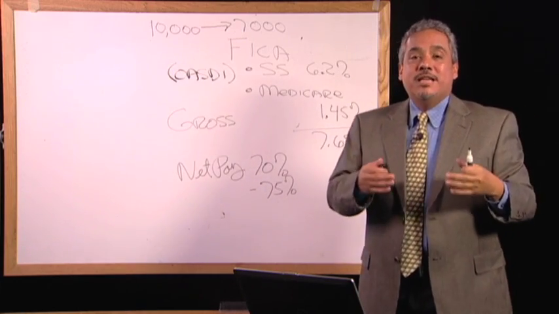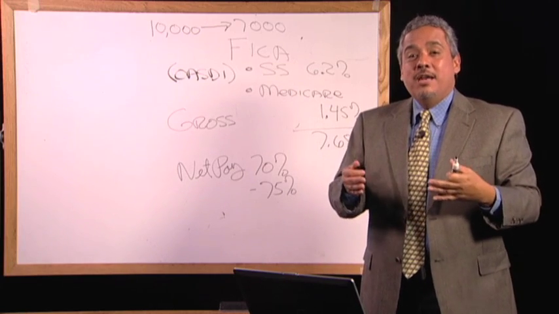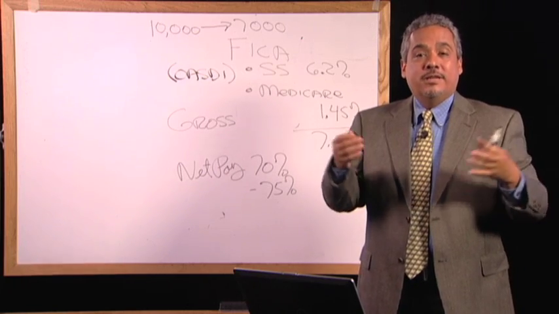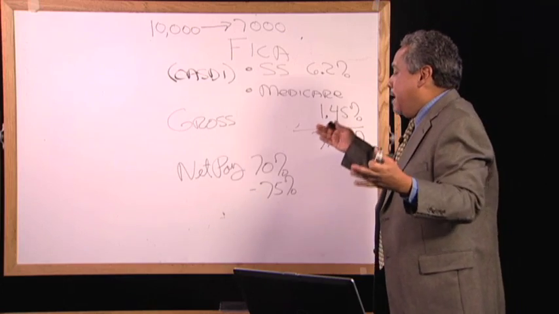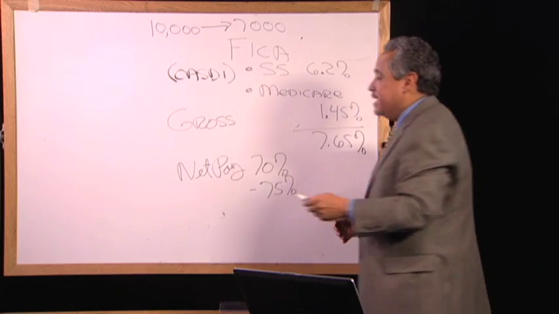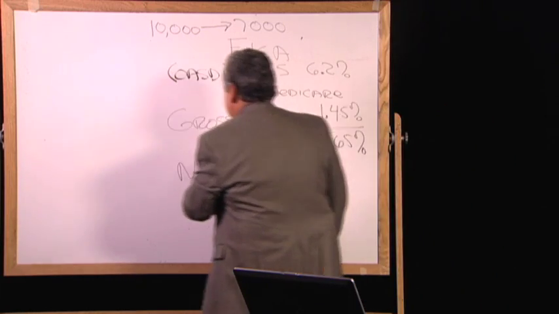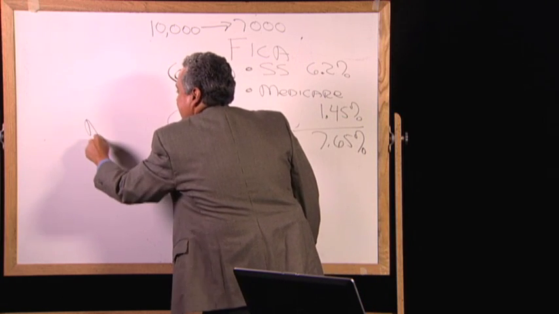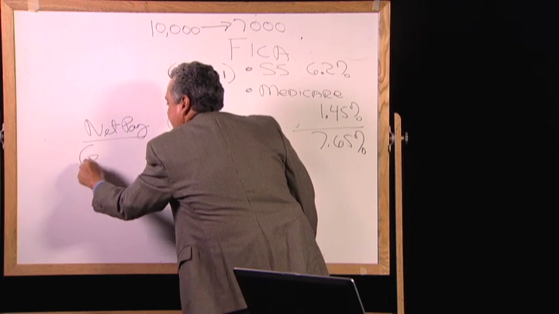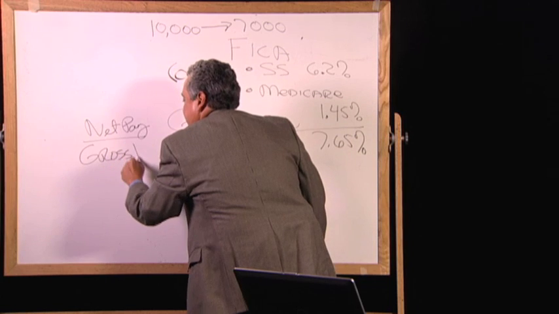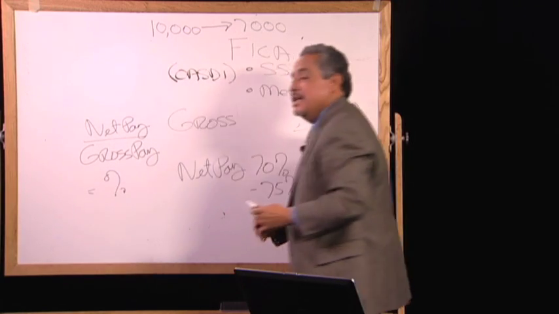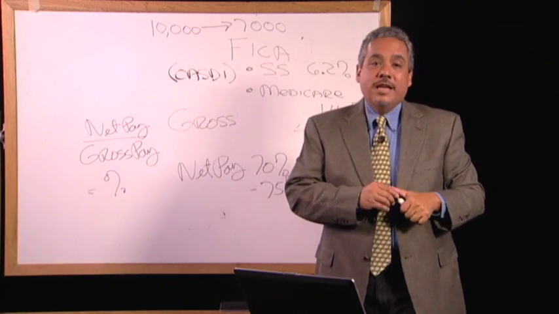Now, some of you might be taking a little bit more, close to 80%, because you might not have any other deductions. All you have are the taxes. So what I would like for each of you to do is to actually calculate how much you're taking home. How would you do that? Take your net pay divided by the gross pay, and come up with a percentage and see how much of your paycheck you're taking home.